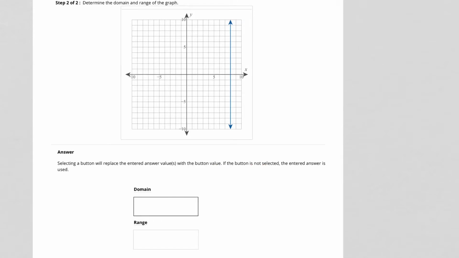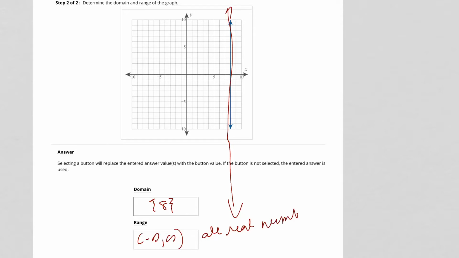Our next step is trying to determine what the domain and the range is for this vertical line. When we look at the domain, we're looking at x values, and in this case, there is only one number, and that number happens to be 8. So our domain is just 8. Our range, if you read from bottom to top, this graph keeps going forever in both directions, so it goes from -infinity to infinity, or all real numbers.